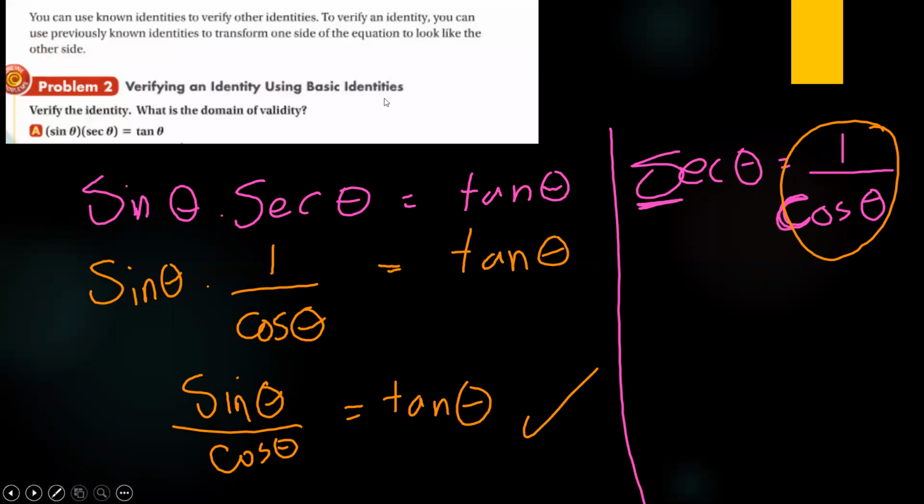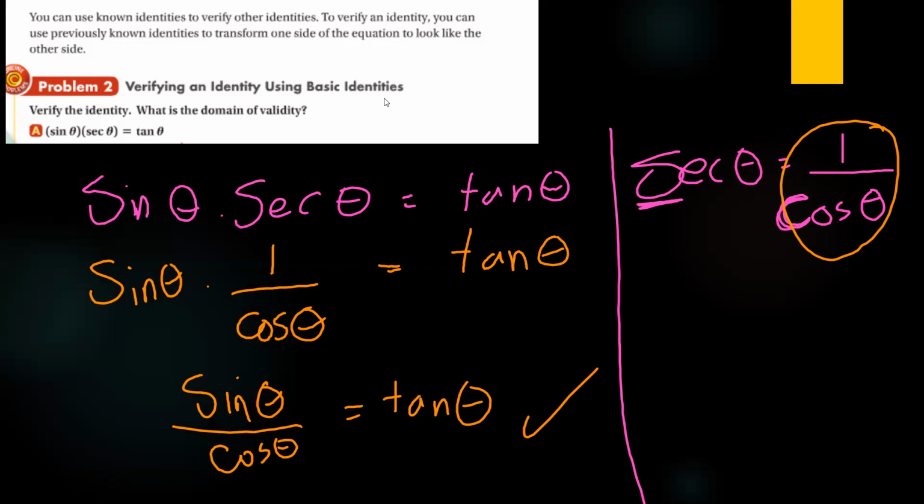We want to prove it. Sine, keep it as sine. Secant, it is 1 over cosine, equals tan. Secant is 1 over cosine. Then if you multiply sine times 1 over cosine, you get sine over cosine, which is tan.